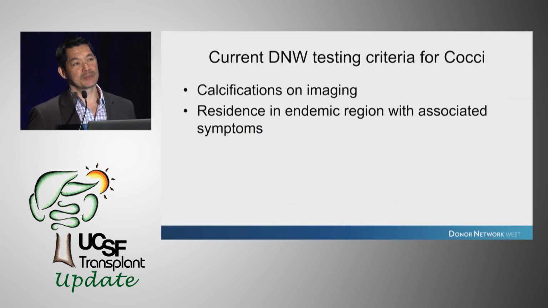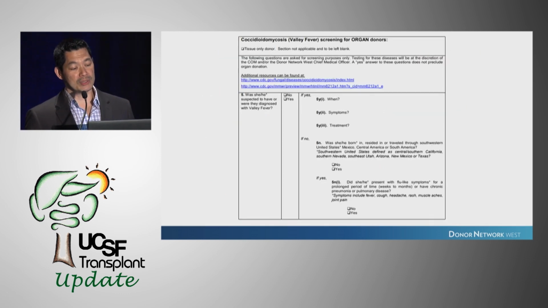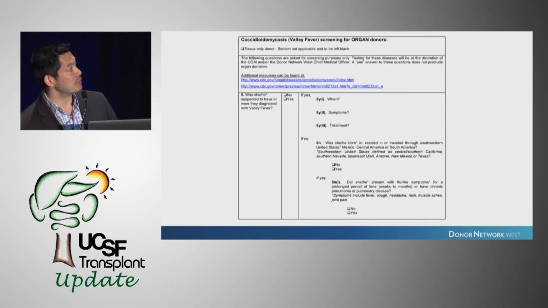So what do we do as a region? Well, prior to this data, we did targeted screening for Cocci. We didn't screen everyone. We looked at calcifications on imaging. Usually, if there were nodules too, we'd normally send Cocci and histo, and check for TB risk factors. And Donor Network West also looks at endemic residents. This is an example of the coordinated questionnaire that would be asked. Basically, was the potential donor suspected to have, or diagnosed with, valley fever? And there are all these questions that try to get at their risk.